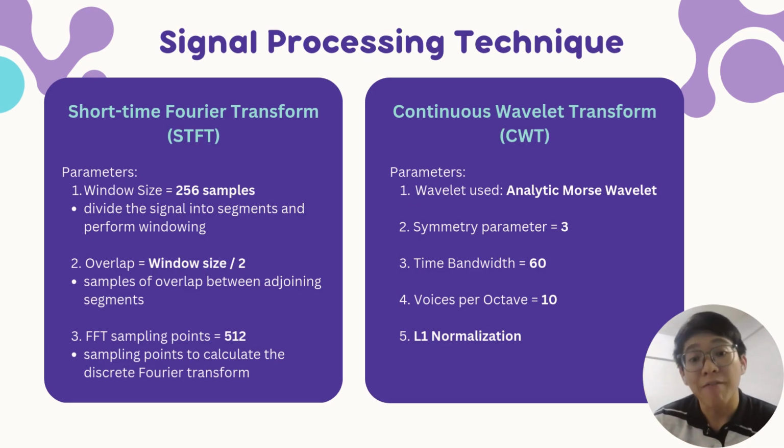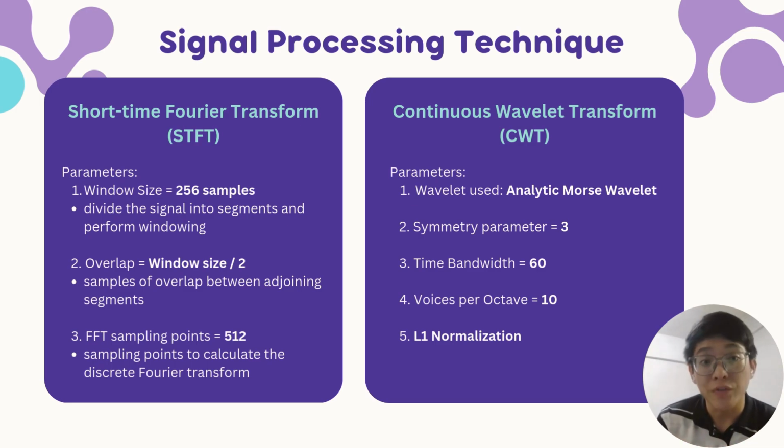Last but not least is the FFT sampling points. FFT sampling points is the sampling points to calculate the discrete Fourier transform. The higher number of sampling points will result in finer frequency detail, but we must be aware that it also increases the computational complexity. So for our case, we use 512 sampling points.